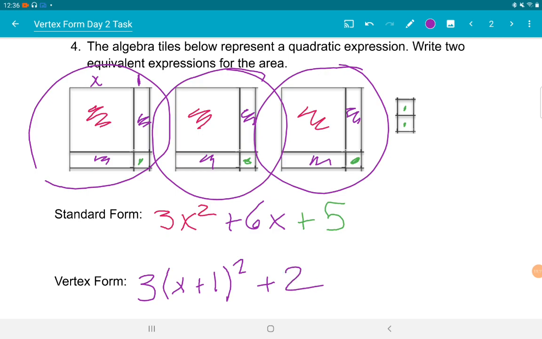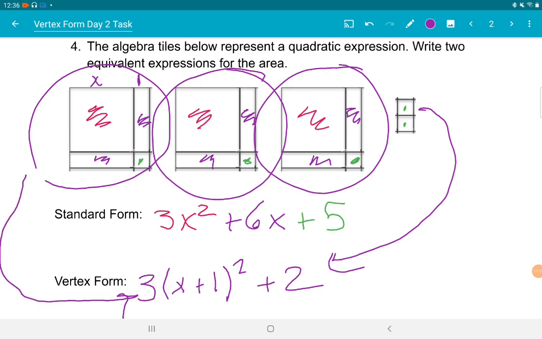So I'm just going to do 2 on the outside, okay? So the fact that there's 3 is giving me that 3 out in the front, and then the x plus 1, this one side right here, that's what's giving us the 1 that goes right there, okay? And this would be our vertex form. Okay, I'm going to leave this up for just a second. If you need to write down your equations, go ahead and do so.